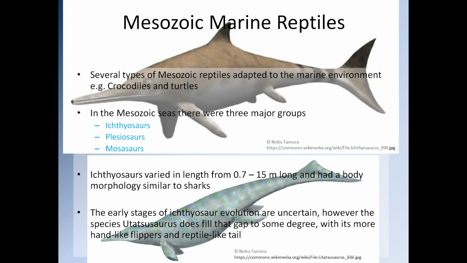Okay, so on to the Mesozoic marine reptiles. So there are several types of Mesozoic reptiles adapted to the marine environment. So, for instance, crocodiles and turtles are the examples we can obviously think of pretty quickly.